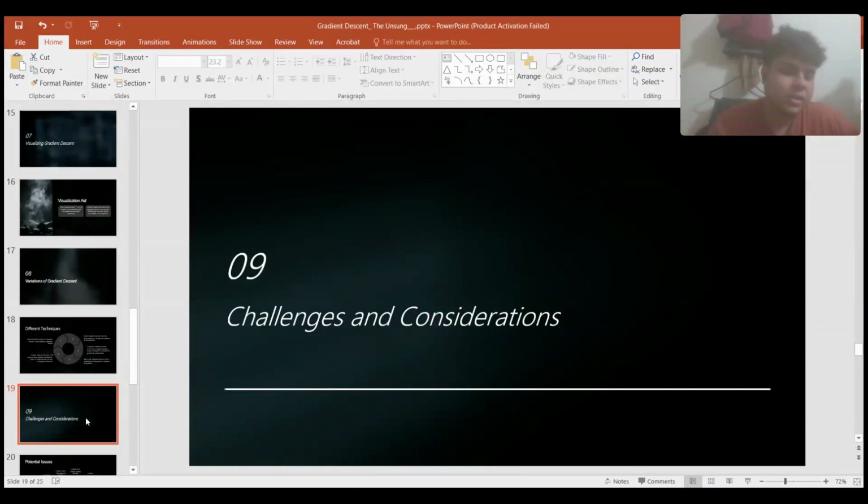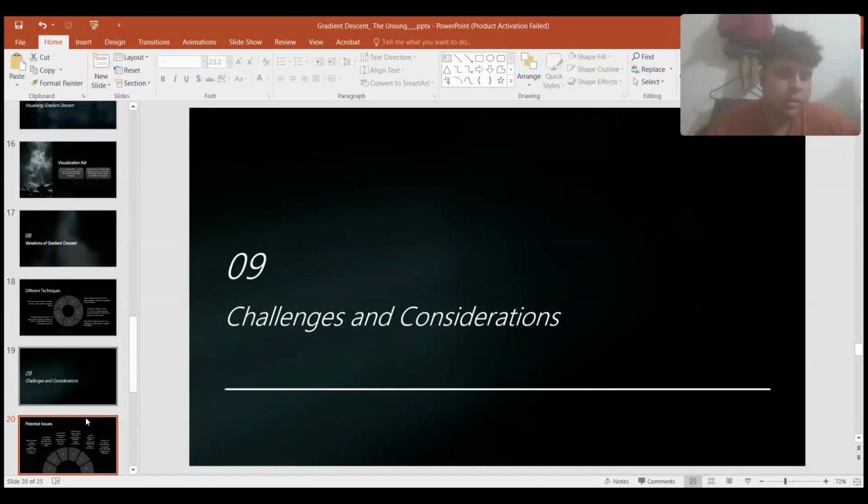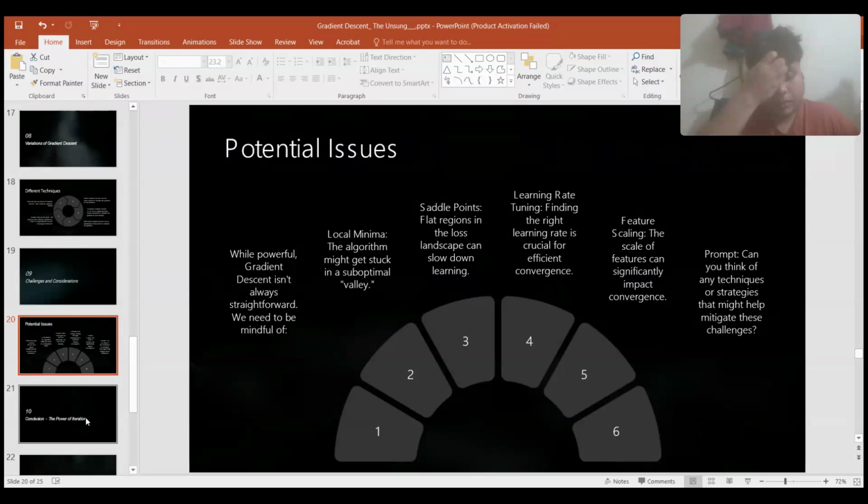What are the challenges and considerations? While powerful, gradient descent isn't always straightforward. We need to be mindful of local minima. The algorithm might get stuck in suboptimal values. Saddle points: flat regions in the loss landscape can slow down the learning. Learning rate tuning: finding the right learning rate is very important. Feature scaling: the scale of features can significantly impact the convergence.